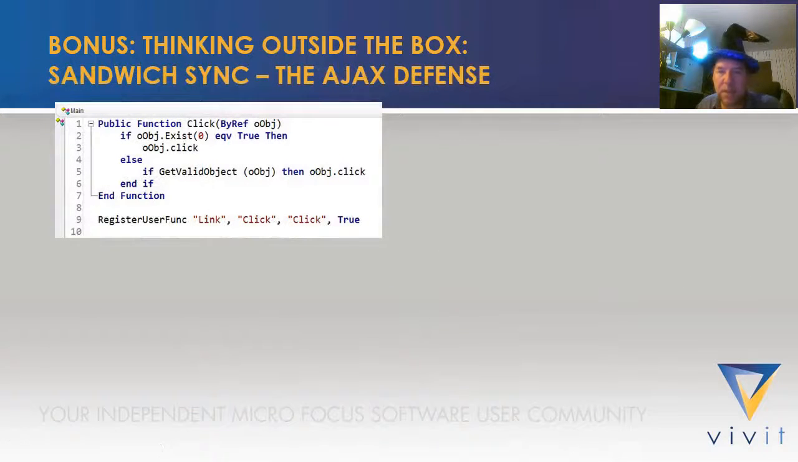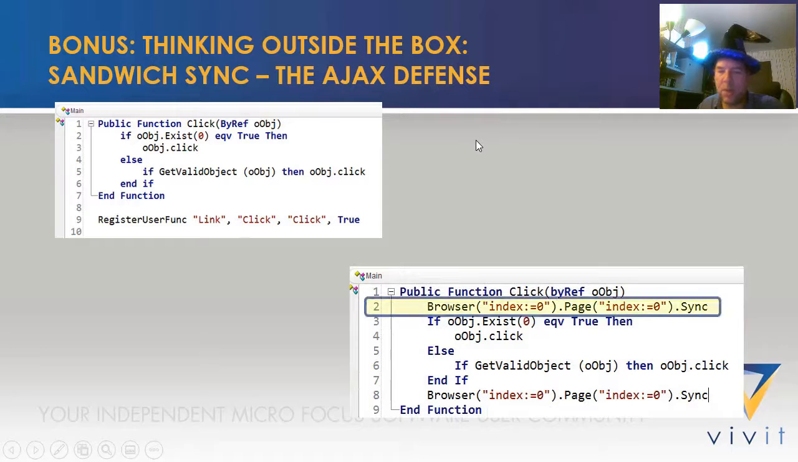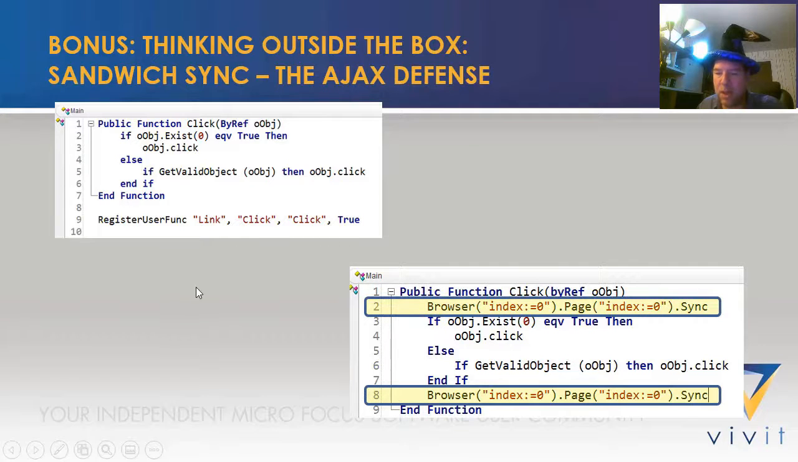Now, I talked about thinking outside the box, the sandwich sync. And what is that? You remember we said this exist is a 0, meaning we assume that that element is going to be existing. But how do we handle the synchronization when we do this? Well, we add 2 more lines to our click override. In fact, you should use a custom click every time you go and click on an element.